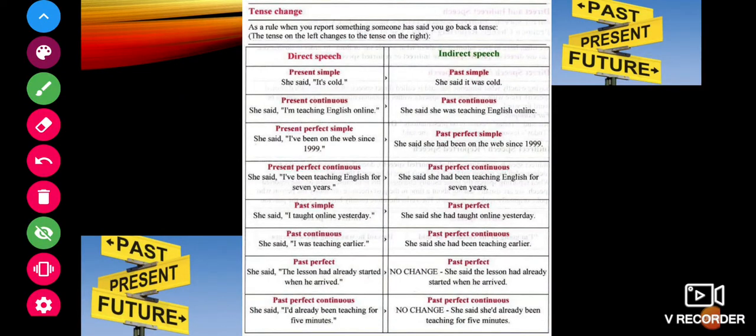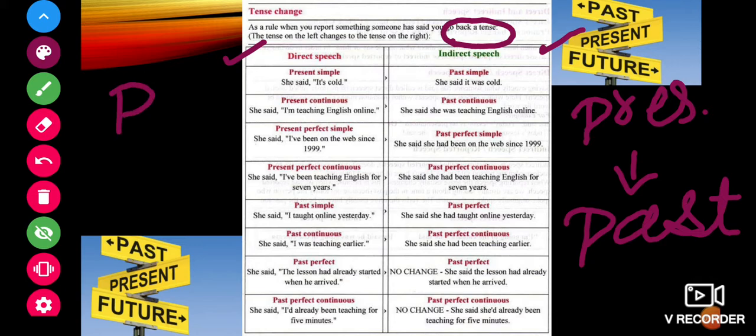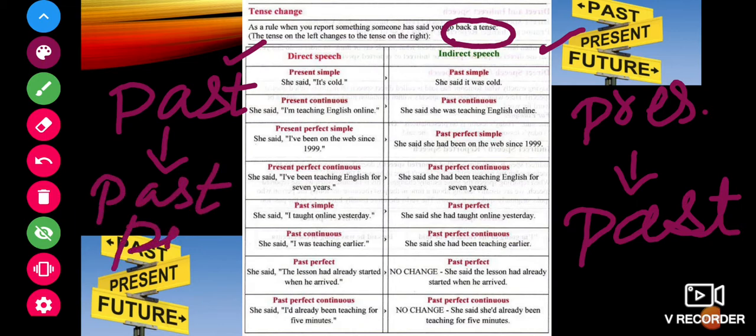Now here you can see there are two columns. The one on the left is for direct speech. The one on the right is for indirect speech. Whenever we convert direct speech into indirect speech, we go back a tense. Going back a tense means stepping back in the past. That means if the direct speech is in present tense, we step back and move into past tense. But if the direct speech is in past tense, we step back and we move into past perfect tense.